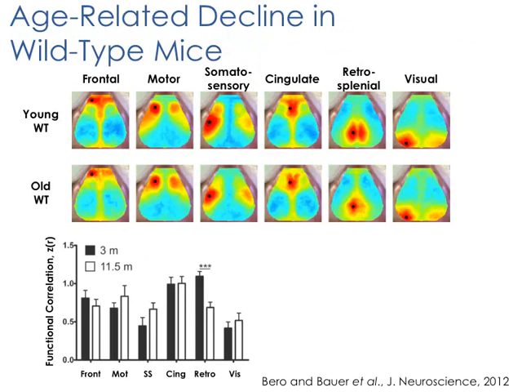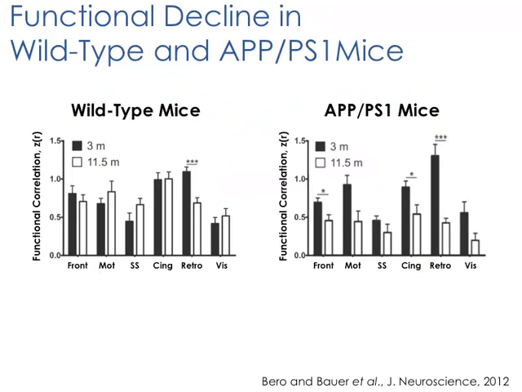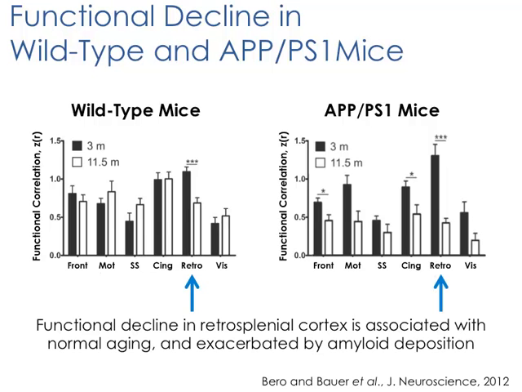So you might ask, well, what happens to just normal mice if you age them from 3 months to 12 months? Do you see the same types of decline? The answer is no in most regions, except for retrosplenial cortex, which is interesting because it's a memory area. And so we see a decline in retrosplenial cortex functional connectivity, but not as much as we saw in the Alzheimer's group. So the main conclusion was that the functional connectivity decline in retrosplenial cortex is associated with normal aging, but then made worse by amyloid deposition.